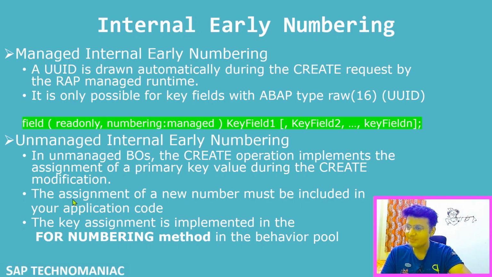And something to note, the assignment of the new number must be included in your application code. You have to write that application code, then only it will work. This is called internal early numbering. Two ways, managed way and unmanaged way. External early numbering is obviously done by the external user, so there is no managed and unmanaged. In this case we have managed and unmanaged, because it is internal early numbering.